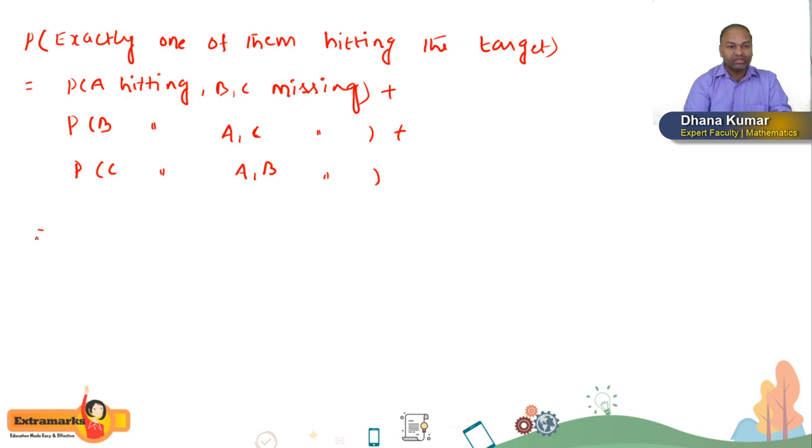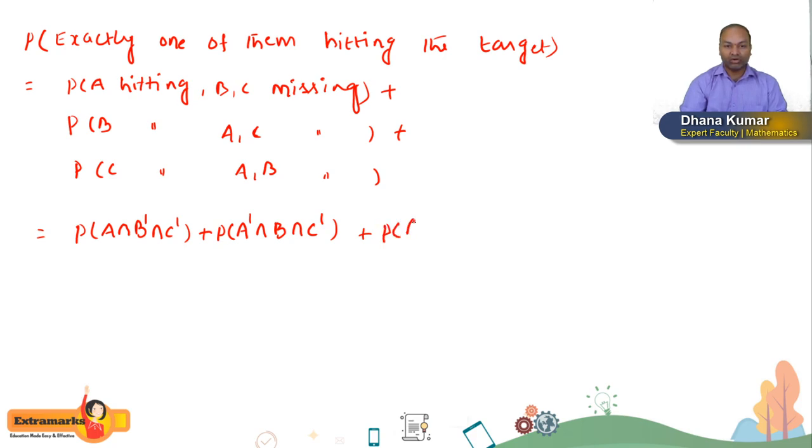So this can be written in notation as: A hitting, so A; B, C missing. Missing means what? Complement. So that is A intersection B complement intersection C complement, plus A missing, so A complement, B hitting, intersection B, C missing, so intersection C complement. Here the third case, A, B missing: A complement intersection B complement intersection C. First case A hitting, second case B hitting, third case C hitting.